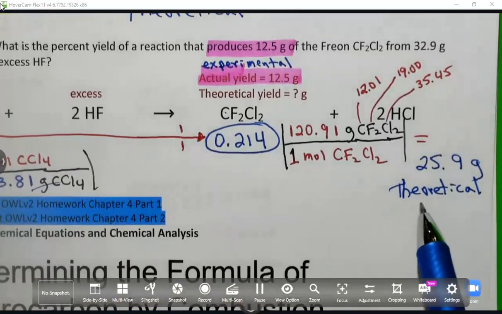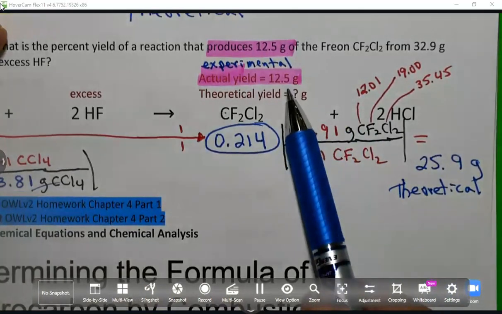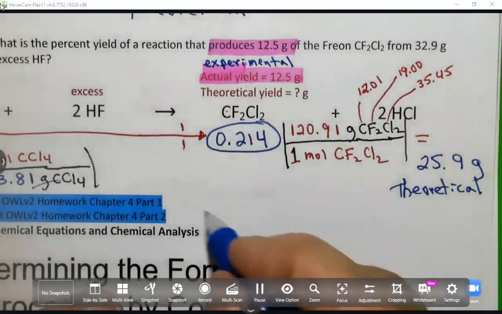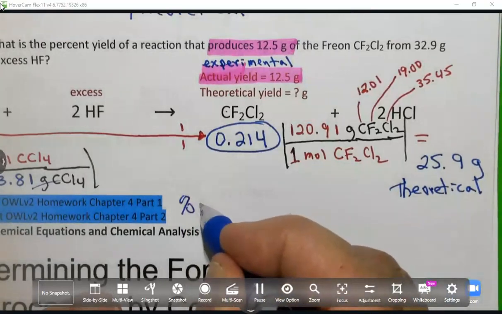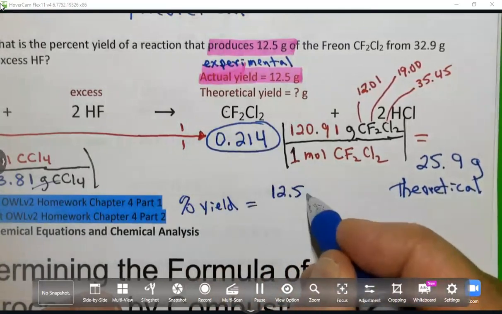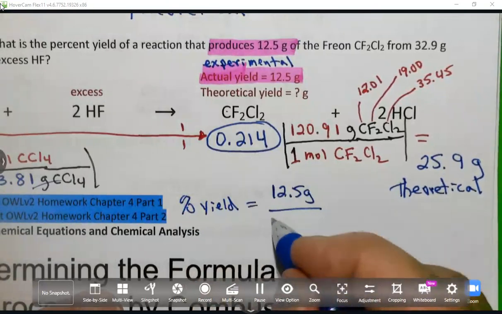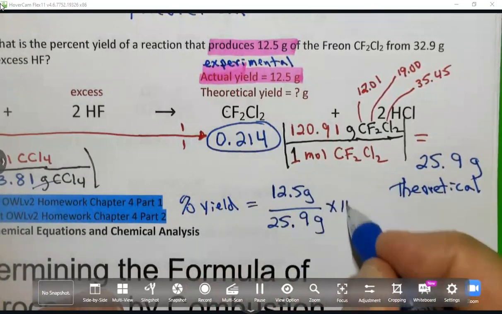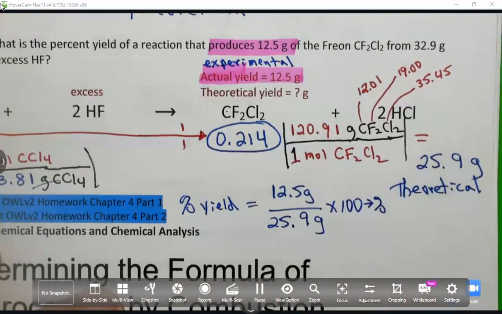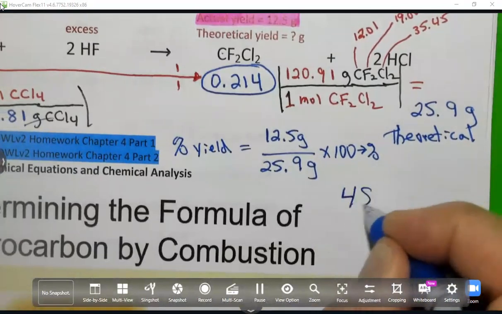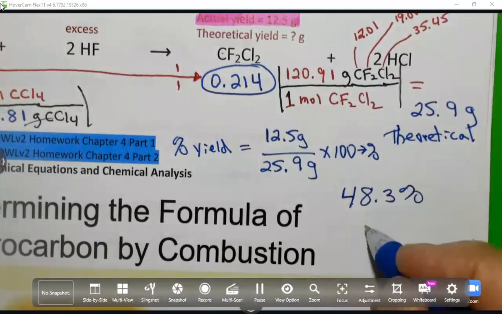But obviously it didn't go perfectly because we only got 12.5 grams. So my percent yield is 12.5 grams divided by 25.9 grams. Multiply that by 100. Add the percent sign. 48.3% yield.